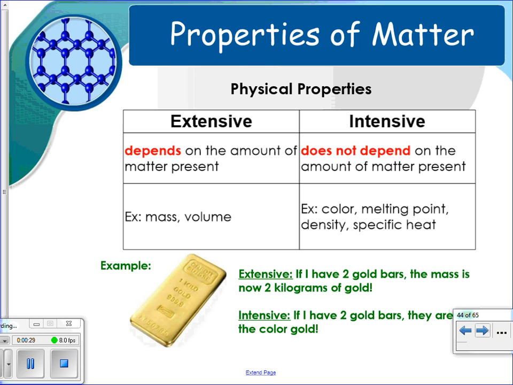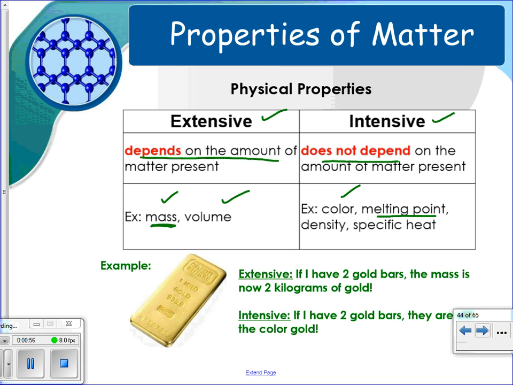There are two types of physical properties. You can have an extensive property or an intensive property. The difference is an extensive property depends on the amount you have. So when you measure it, you could take some salt, and the mass of the salt would depend on how much salt you actually have. The volume, the same thing. And intensive does not matter how much you have, that property is going to stay the same. So the salt is white.